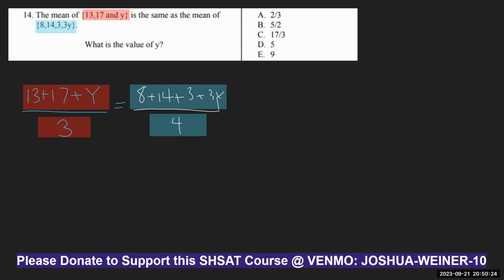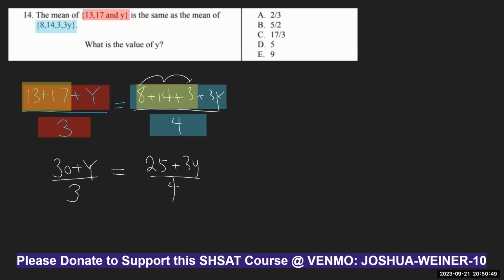So now, let's group like terms here, and we're going to add the units, 13 and 17. 13 plus 17 is indeed 30 plus y. And on the right side, that's 22, 23, 24, 25 plus 3y over 4. Right? Those have to be the same numerical value, the same mean or average.